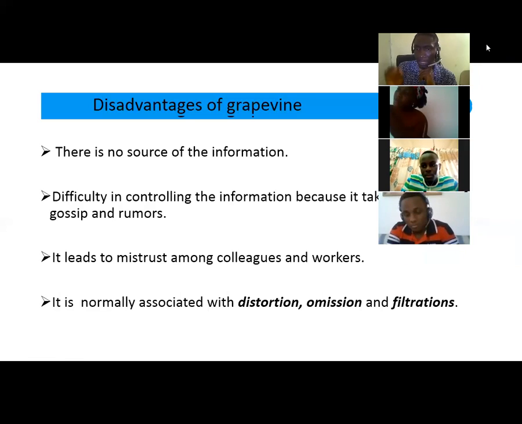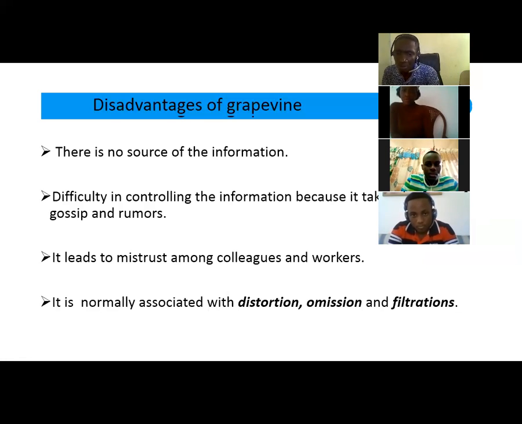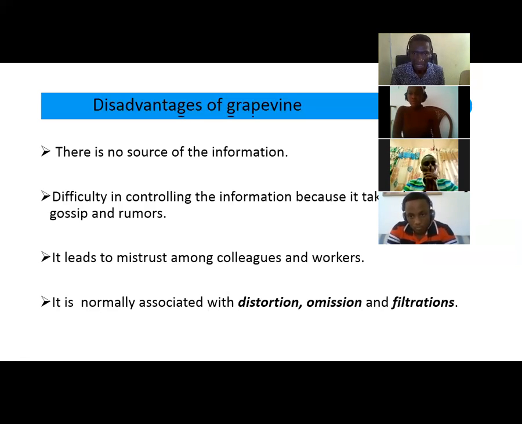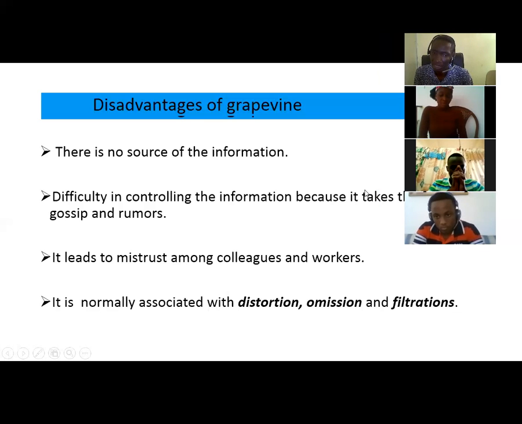But you see, if we issue a formal communication, let's say a notice board, we put something on the board, and we don't want it to spread, we can just go there and remove it. Very, very easy. But when the information is being spread through gossip and rumors, you cannot control it. It will spread even faster than fire. That is how it works. And again, it leads to mistrust among colleagues and workers.